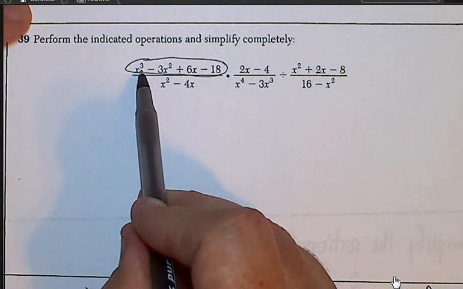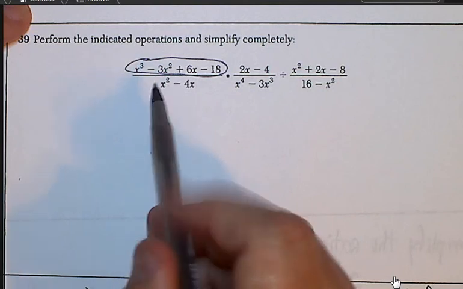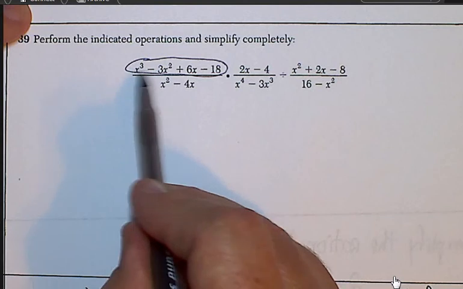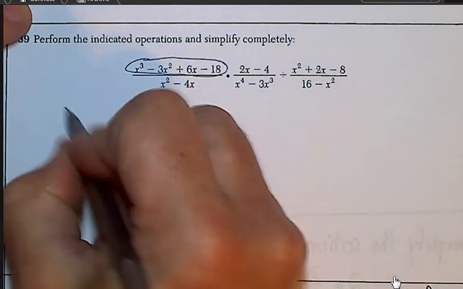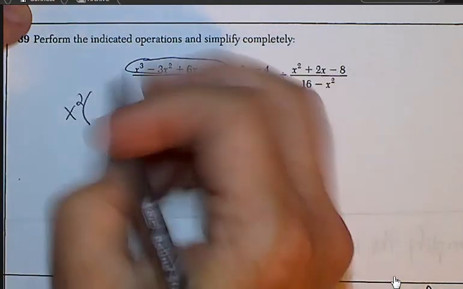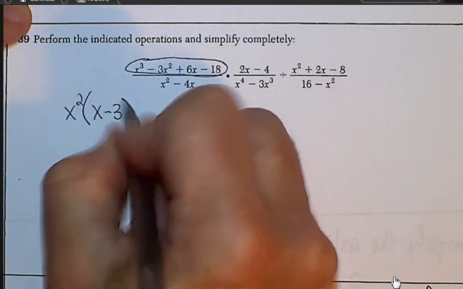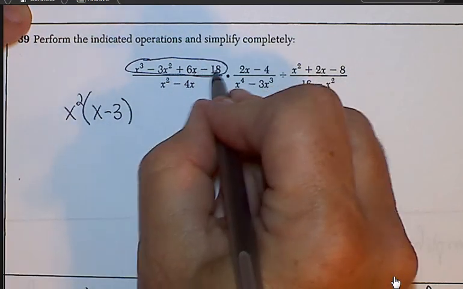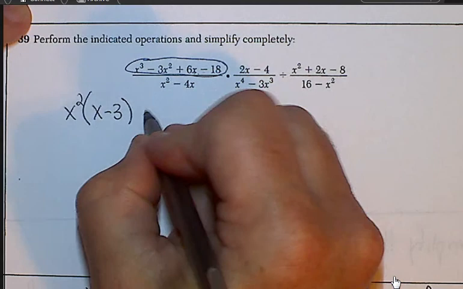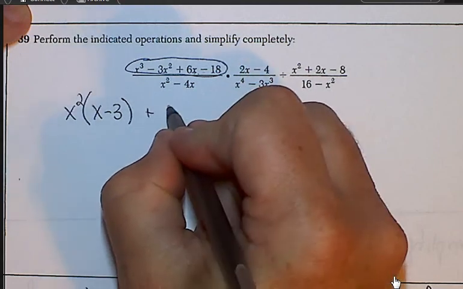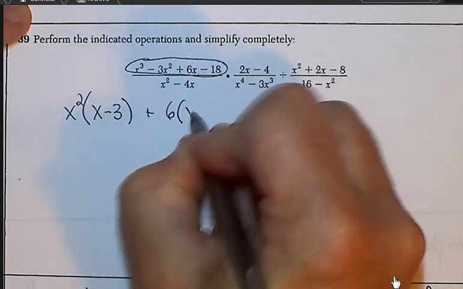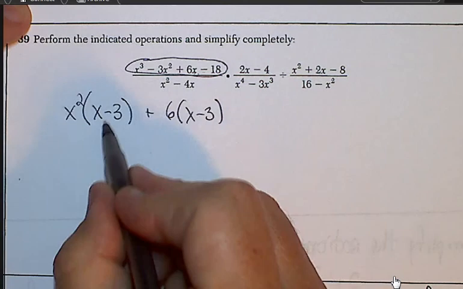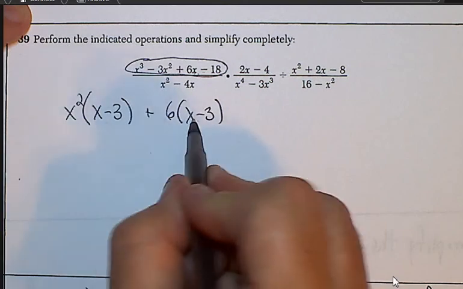variable with an exponent of 3 on it, we can simply take out the greatest common factor of the first two terms here, which will be an x squared, leaving me with an x minus 3. And then when we take out the greatest common factor of the next two terms, that's going to be plus 6 times x minus 3. And as you can see, when you factor by grouping, you're going to have that common binomial.